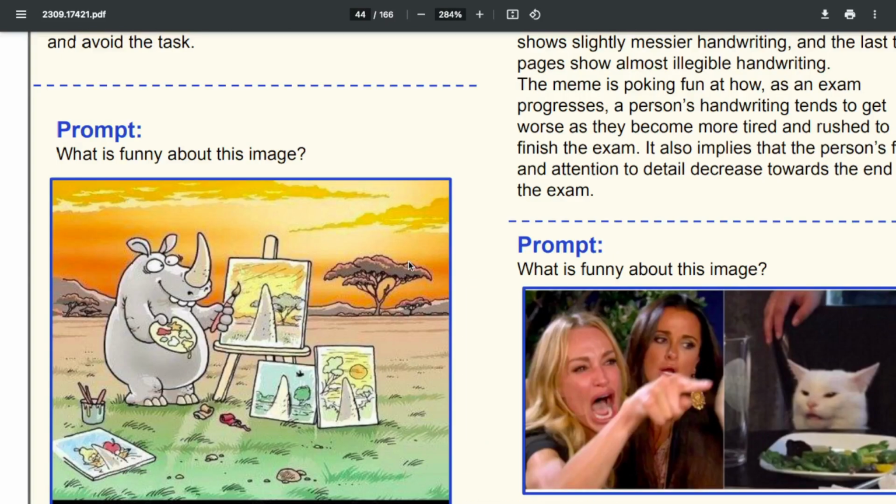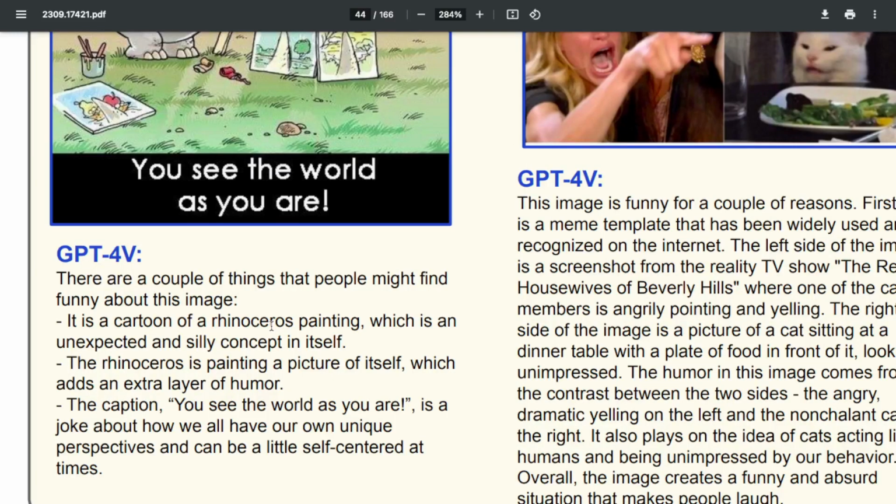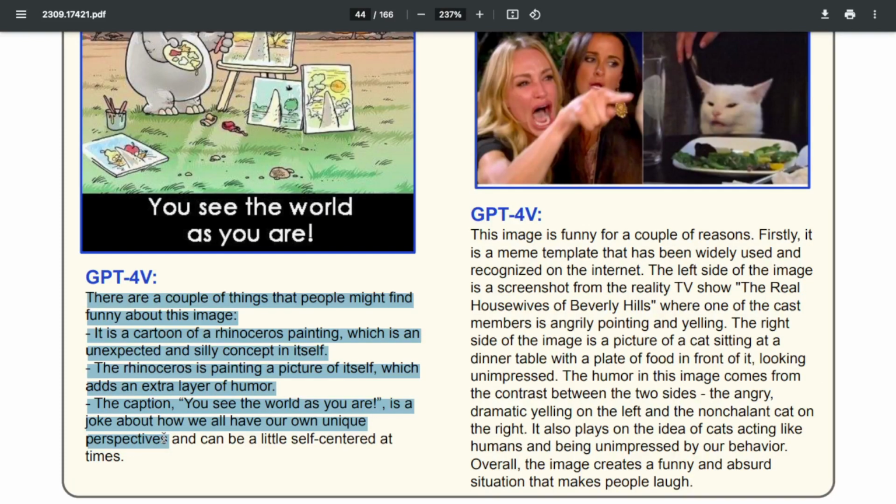What is funny about this image? You see the world as you are. It is a cartoon of a rhinoceros painting, which is unexpected and silly. The rhino is painting a picture of itself, which adds an extra layer of humor. So I think it probably got this wrong. It's not really painting a picture of itself, is it? It's a joke about how we all have our own unique perspectives and can be a little self-centered at times. Well, yeah, this kind of makes sense. All right, you tell me what you think about this, and if you think it accurately got it.